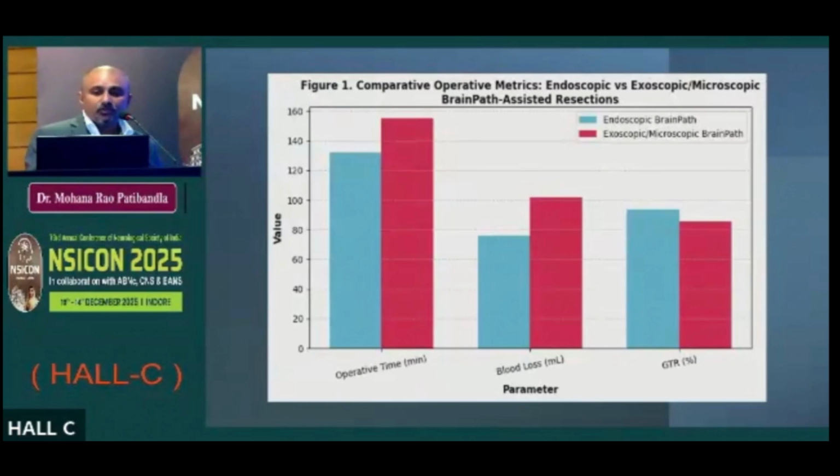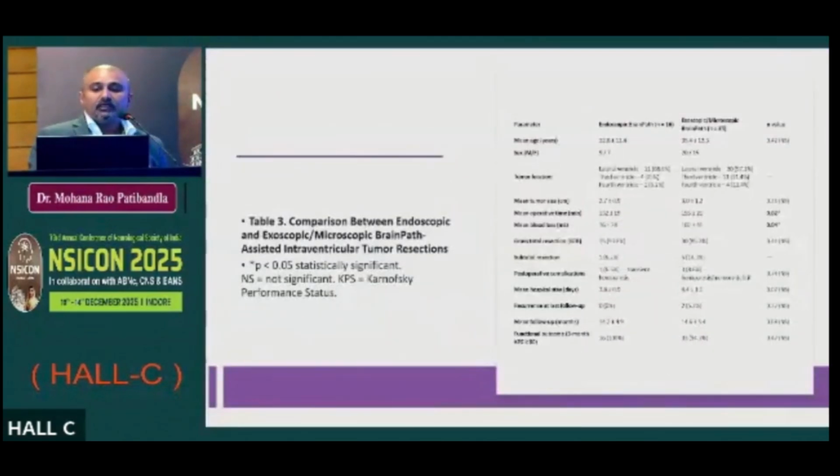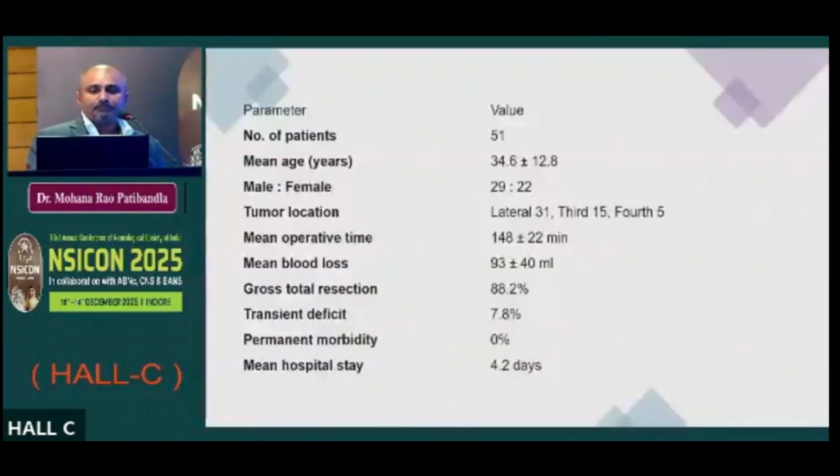When it comes to endoscopic versus exoscopic or microscopic, the endoscope shows less operative time, less blood loss, and gross total resection, but gross total resection is not a significant one. Mean operative time and mean blood loss were less in endoscopic cases. Overall, in the study of 51 cases, mean age is 35, male to female 29 to 22, tumor location lateral almost 60%, then third 15, and fourth; mean operative time 150, mean blood loss is 93.